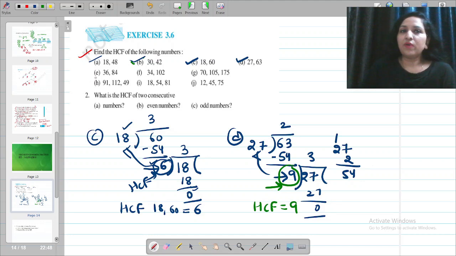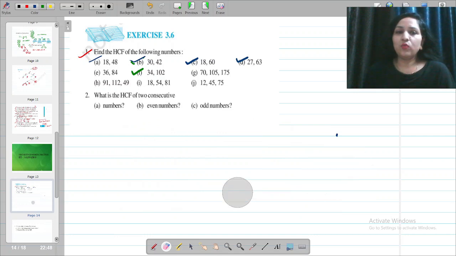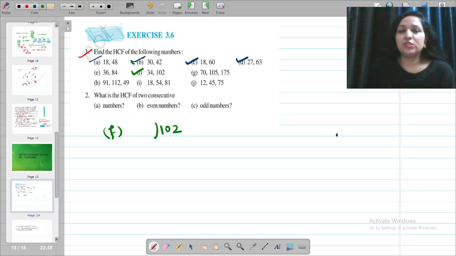I am going to do one more part for you. Let me pick the bigger number. 34 and 102. We'll easily find the highest common factor using the division method. Once again, what we are going to do, bigger number 102 in and 34 out. 34 into 3. 4 into 3 is 12. 3 into 3 is 9.